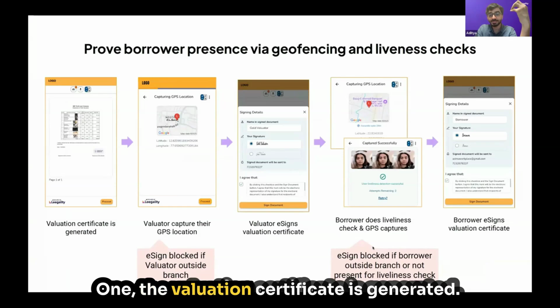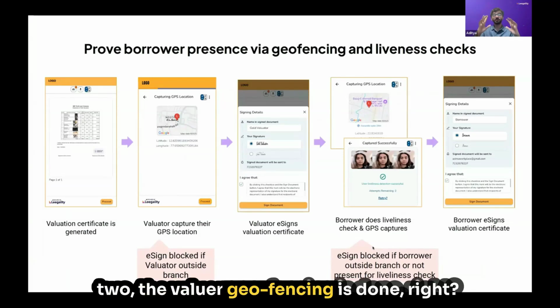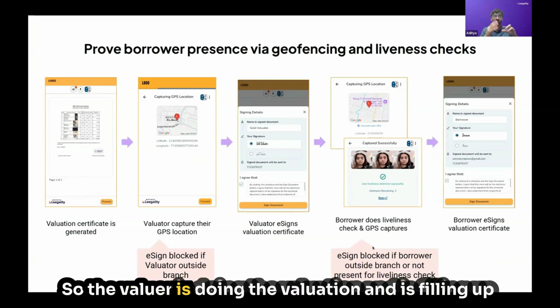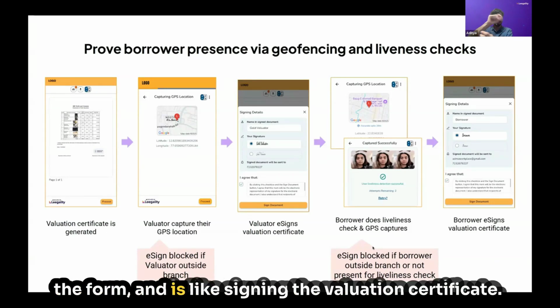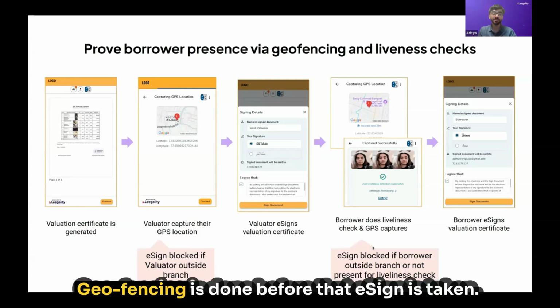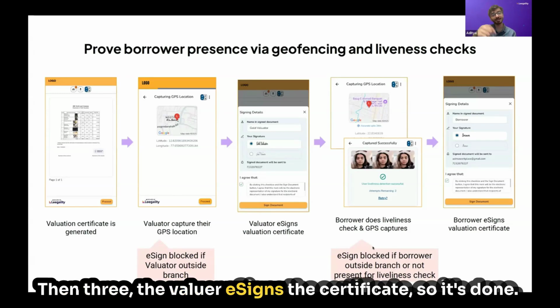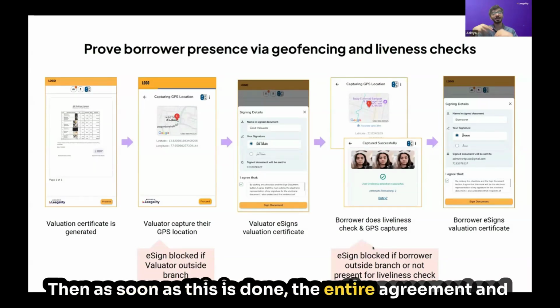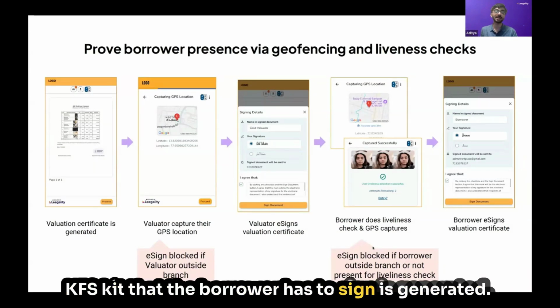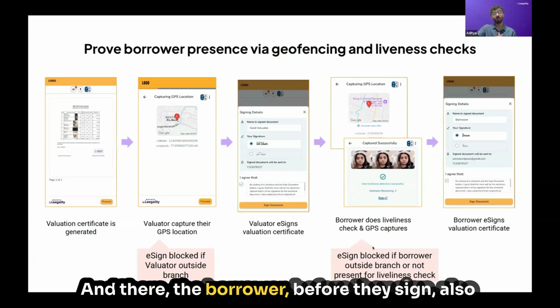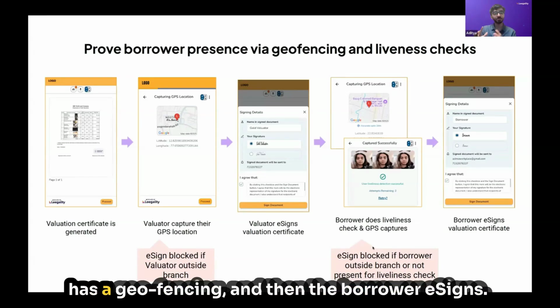One, the valuation certificate is generated. Two, the valuer geofencing is done, right? So the valuer is doing the valuation and filling the form and signing the valuation certificate. Geofencing is done before that eSign is taken. This geofencing ensures they're at the branch. Then three, the valuer e-signs the certificate. So it's done. Then as soon as this is done, the entire agreement and KFS kit that the borrower has to sign is generated. And there the borrower, before the sign, also has a geofencing, and then the borrower e-signs.